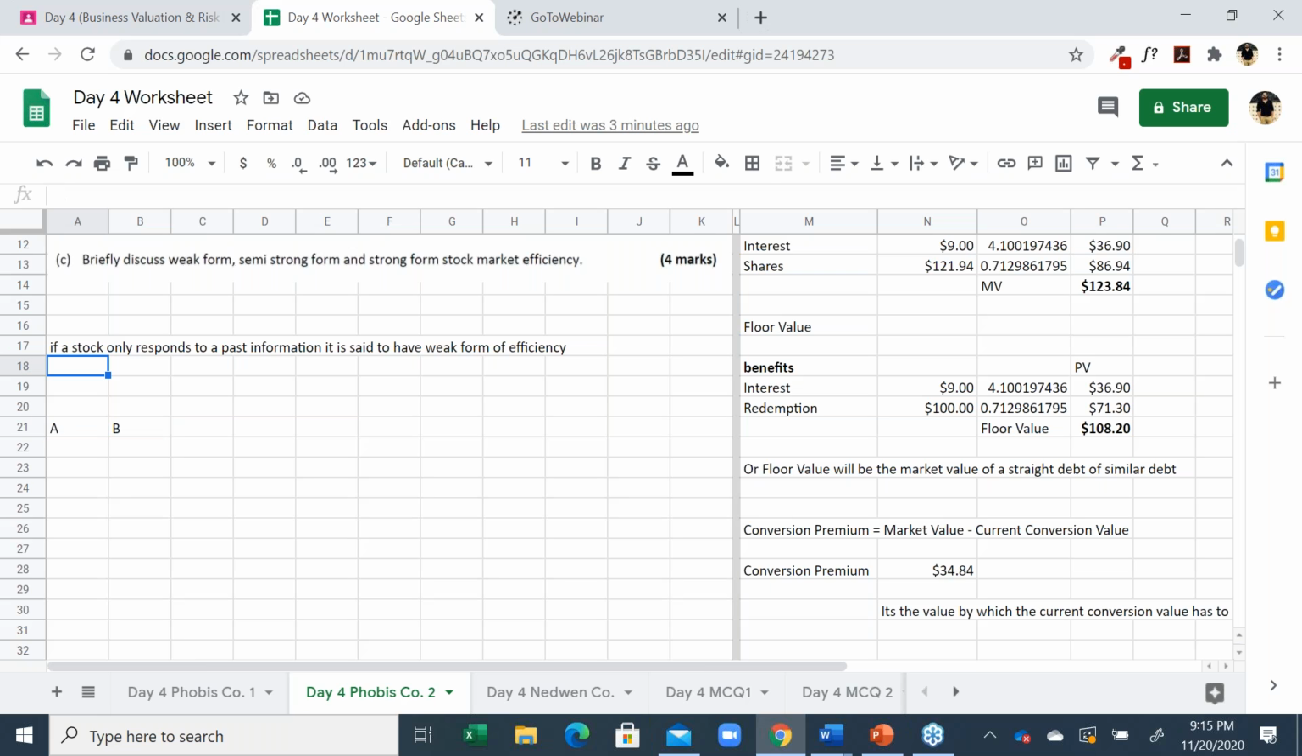So in theory, in practice, a stock market will respond, or the stock market price will always reflect the past and publicly available information.